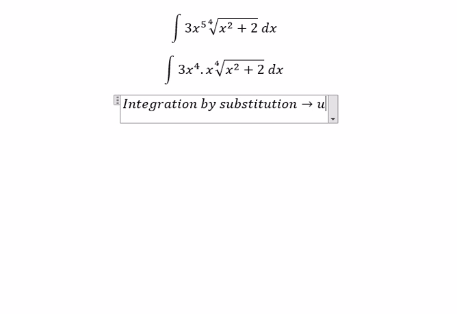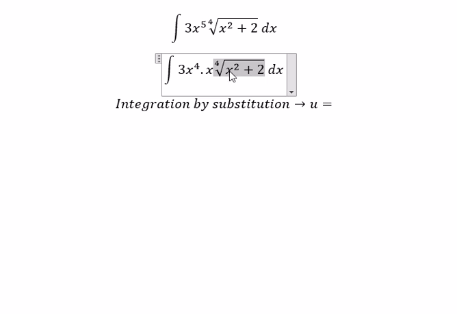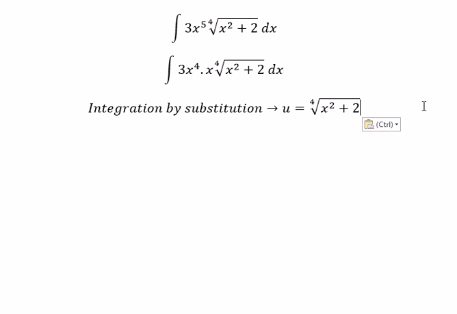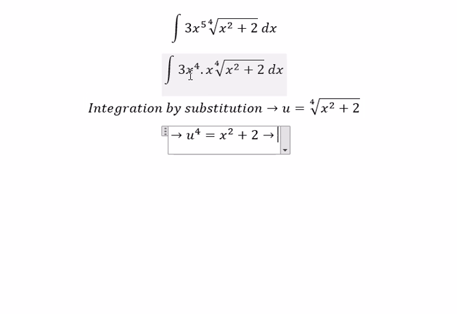So we put u equals the root. Then we put the power 4 on both sides. We know that we have x to the power of 4, and we need to find the value of x to the power of 2 here. So we get u to the power of 4 minus 2.